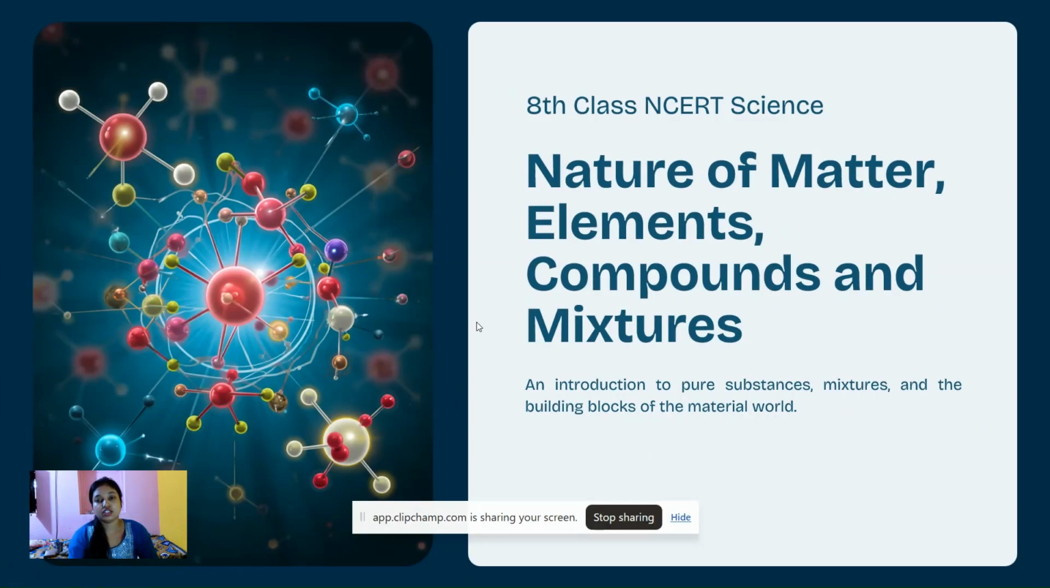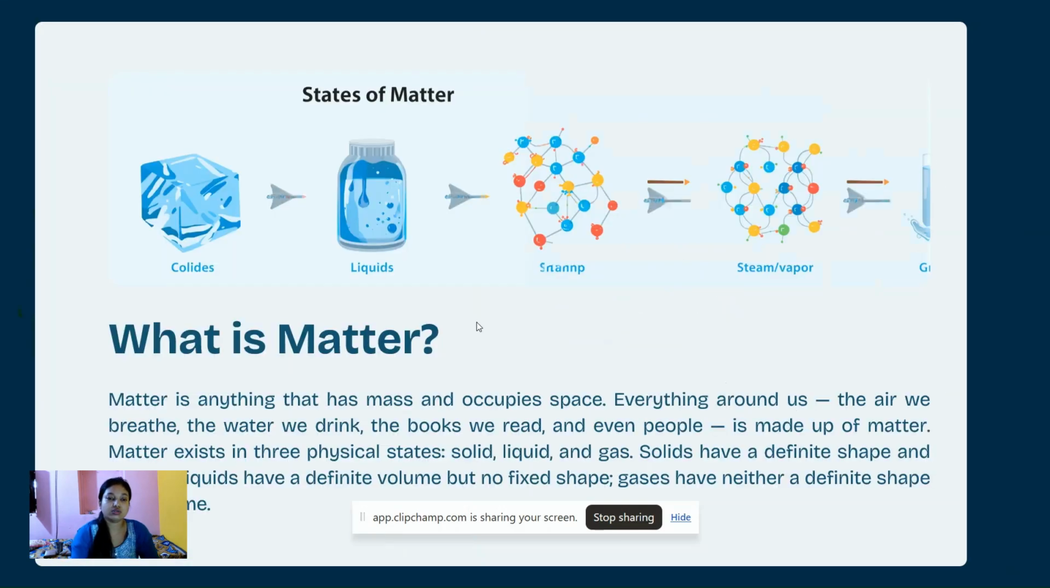The chapter name is Nature of Matter, Elements, Compounds and Mixtures. An introduction to pure substances, mixtures and building blocks of the material world. So the first question arises here: what is matter?